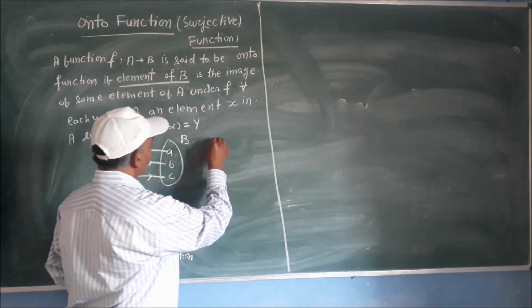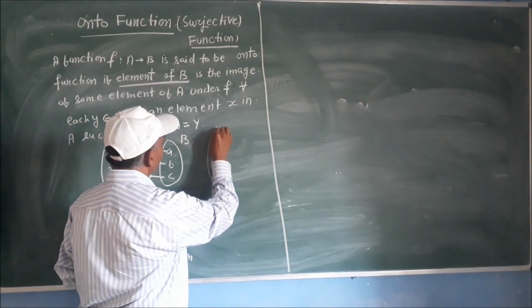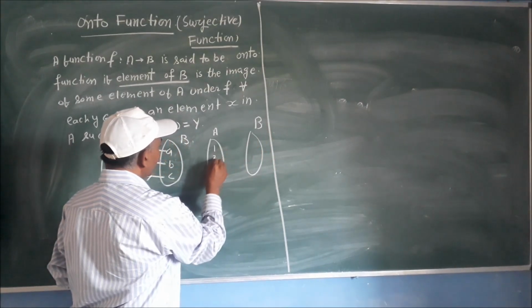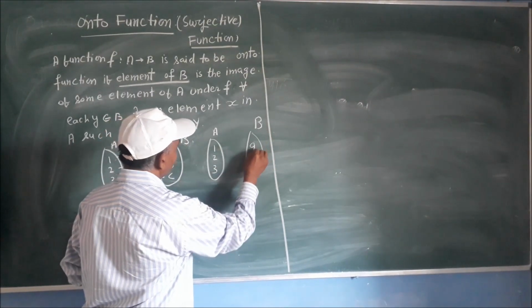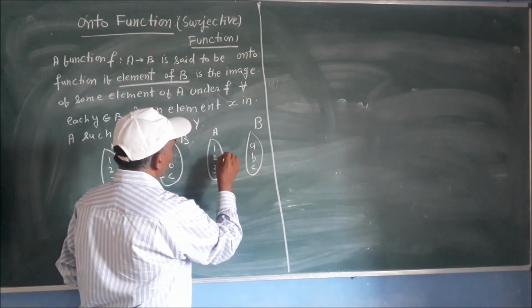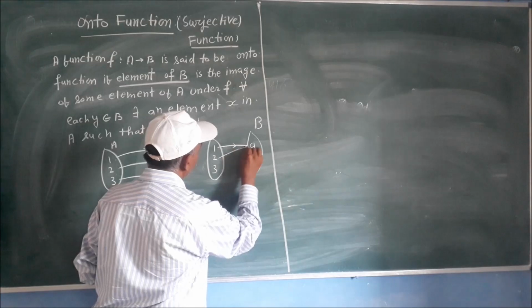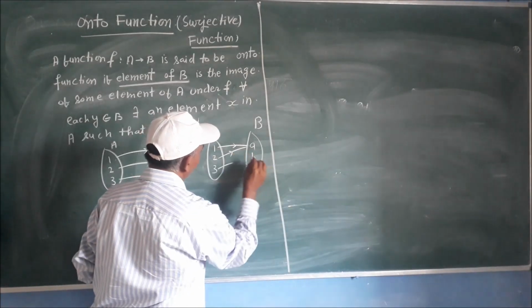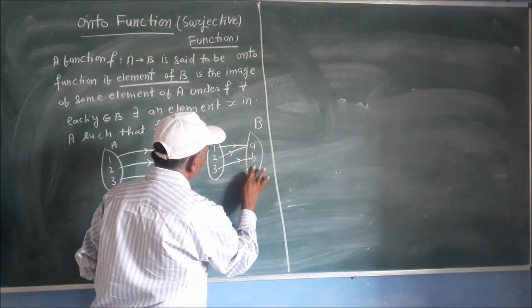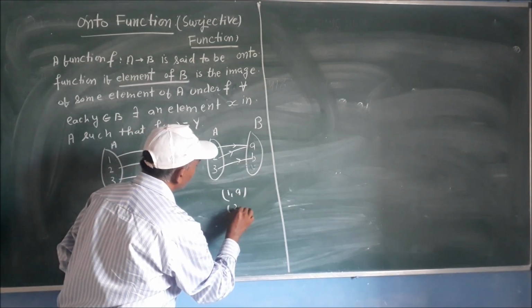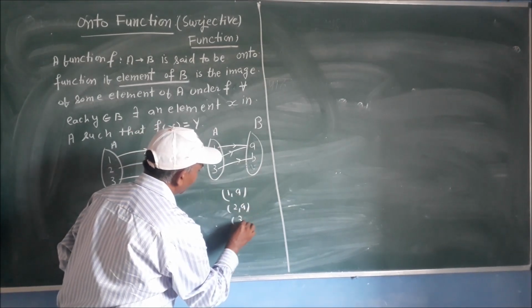See another example. Here is a set A and here is another set B. Its elements are 1, 2, 3 and the elements of B are A, B, C. This is associated with 1 and this is associated with B. So we can say 1A, 2B, 2A and 3B.